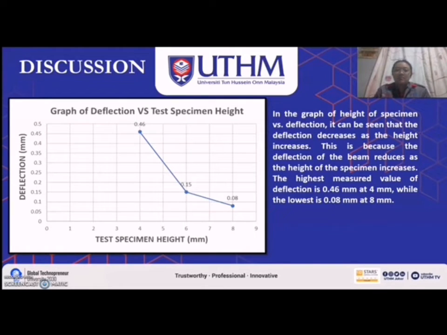So the next graph is deflection versus test specimen height. This graph is a bit different from the two previous graphs. For this graph, the deflection is not directly proportional with test specimen height. This is because the deflection of the beam reduced as the height of the specimen increased. The highest measured value of the deflection is 0.46 mm at 4 mm of specimen height, while the lowest is 0.08 mm at 8 mm of height.